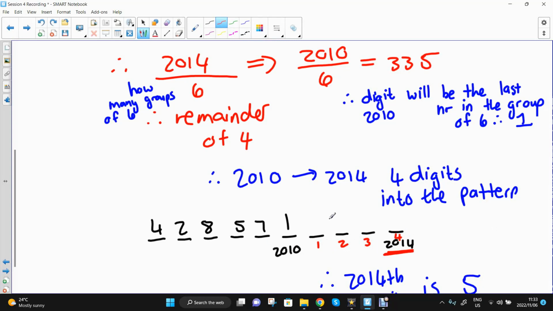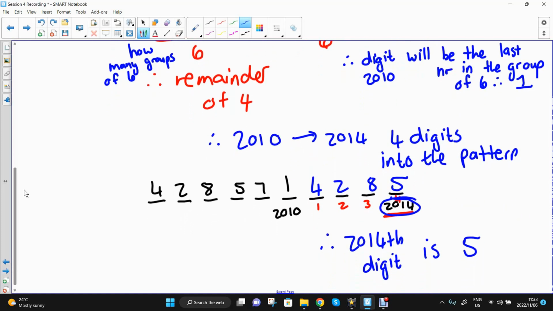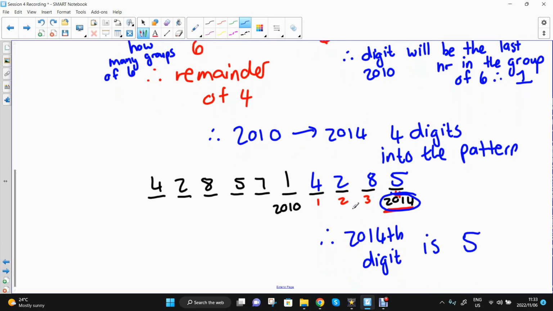So now remember, this pattern is going to keep on repeating itself. So after the 6th number in the group of 6, I'm going to start again. So this is going to be 4285. So I can see from this that my 2014th digit is going to be the number 5. A very common question in Maths Olympiads.